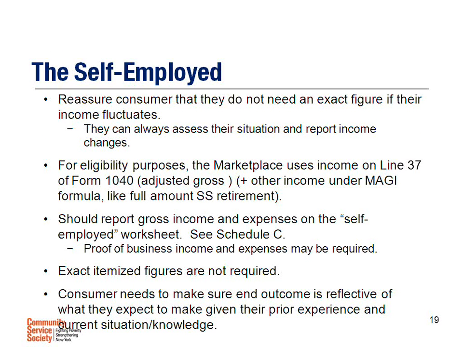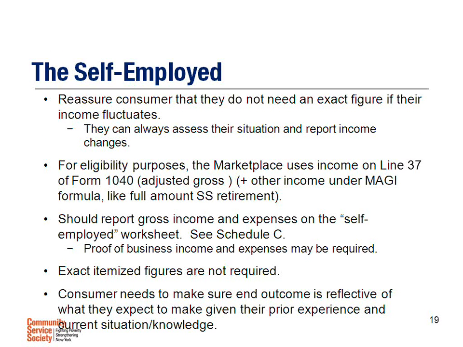For eligibility purposes, the marketplace uses the income on line 37 for the most part, which is the adjusted gross income, and that's on the 1040. Under the modified adjusted gross income, there's other income that goes back in. For example, if a client is receiving Social Security benefits, the full amount comes in, not only the taxable.